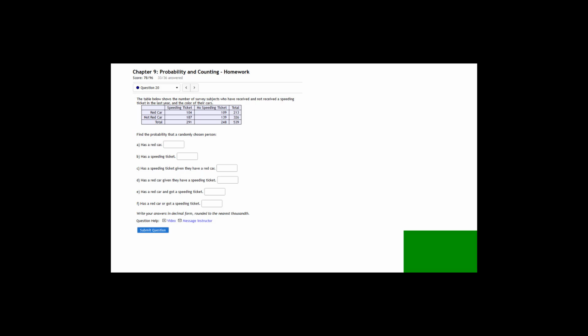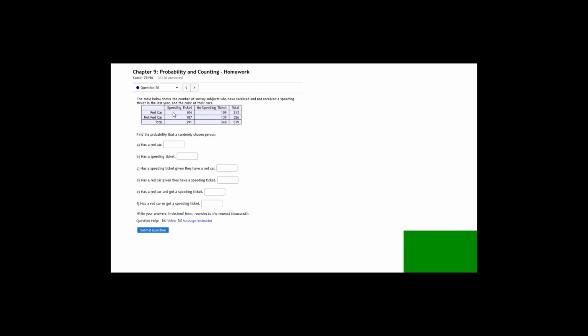Here we're looking at the question. The table below shows the number of survey subjects who have received and not received a speeding ticket in the last year, and the color of their cars. We're talking about red car and not red car, and speeding tickets, no speeding tickets, and then you get your totals. They're saying find the probability that a randomly chosen person has a red car.